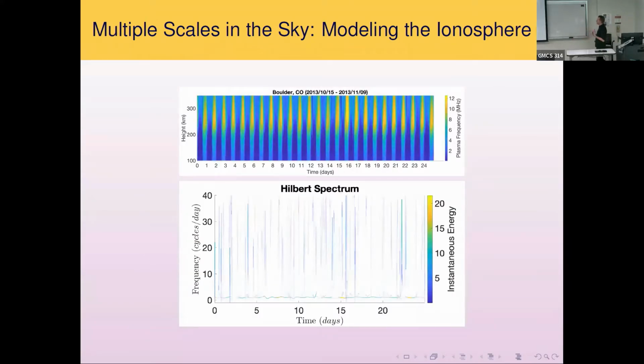And just to give you an idea of what we're dealing with here, the data we're going to be working with comes from vertical sounders. This one is in Boulder, Colorado, and it's pretty straightforward. It's just some station that shoots a beam of radar straight up into the sky, right?